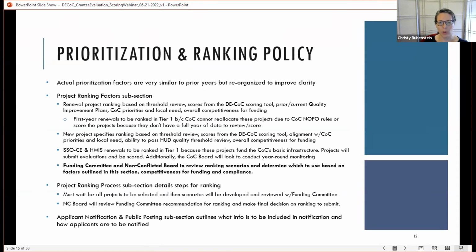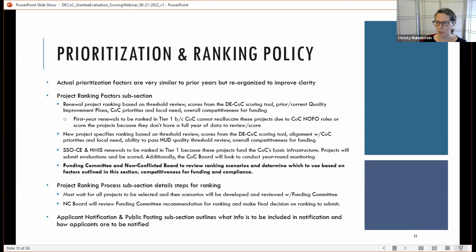So for renewal projects, the ranking can be based on threshold review. Scoring is a big factor, but not the only factor. Obviously, the threshold review part is important. Prior and current quality improvement plan performance is important. CoC priorities and local need is important. And then the overall competitiveness for funding.